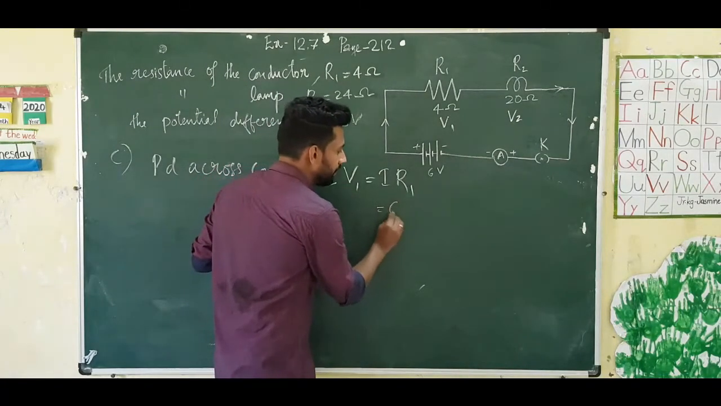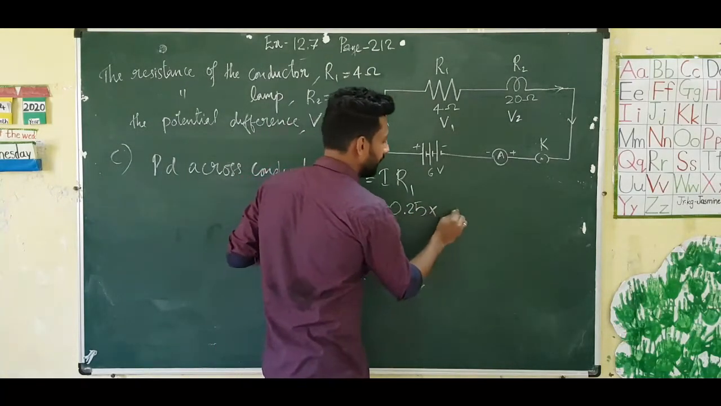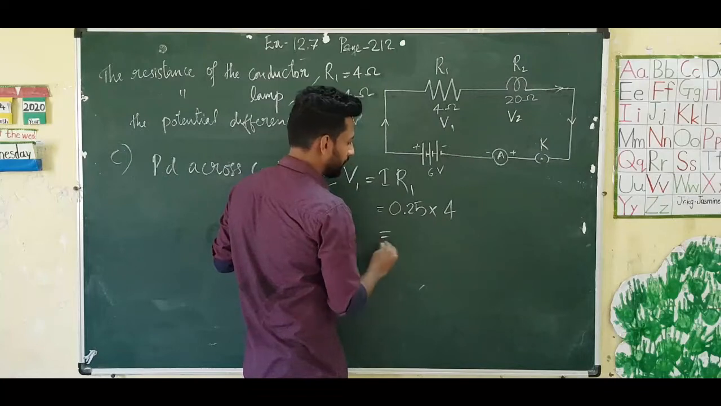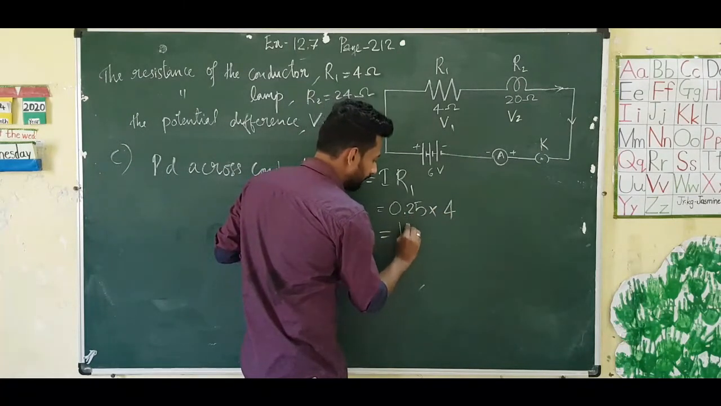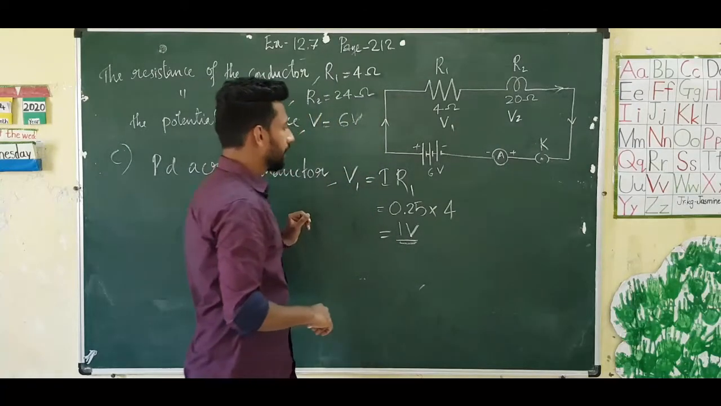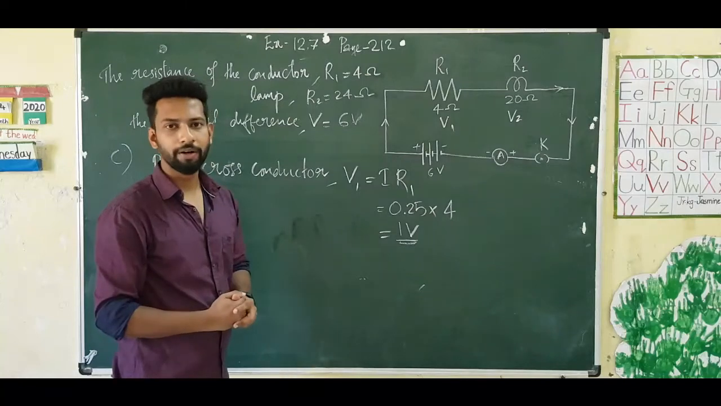Substitute the values: 0.25 into what is R1? R1 equal to 4. So what will be the total potential difference? 0.25 into 4 equal to 1 volt. So the potential difference across the first conductor is equal to 1 volt.